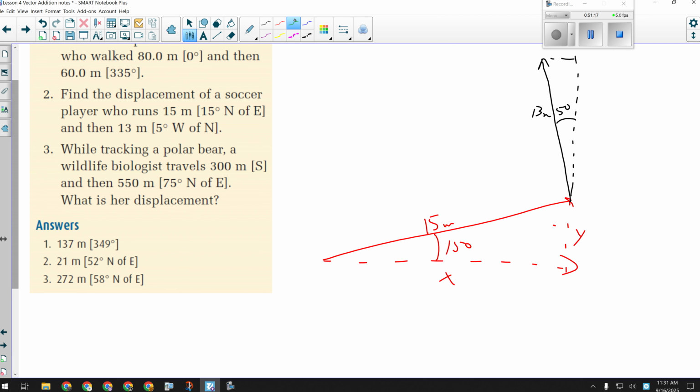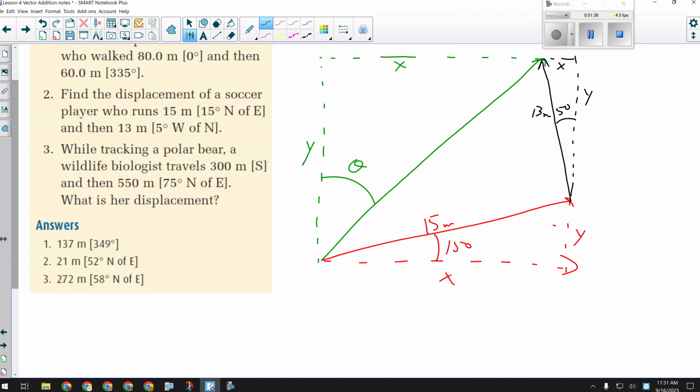So that means your overall diagram should look like this. This would be its y, this would be its x, that would be its angle. You could draw it over top of your existing lines if you wanted to. Nothing wrong with that. x, y, x, y.